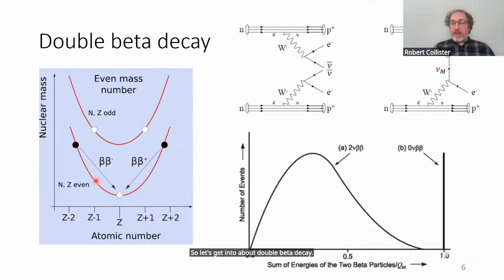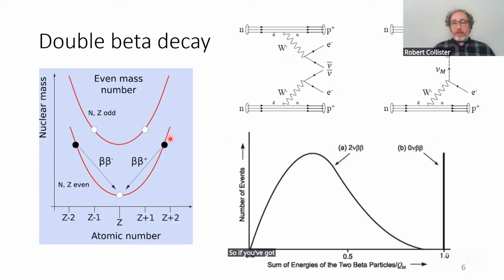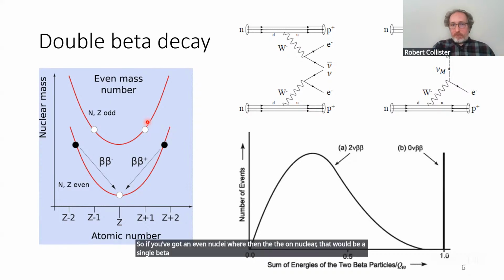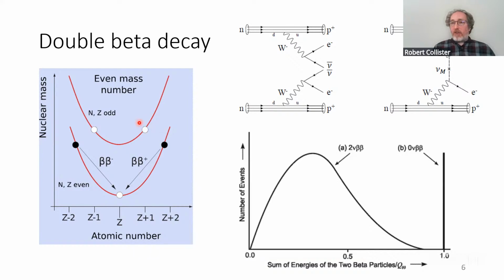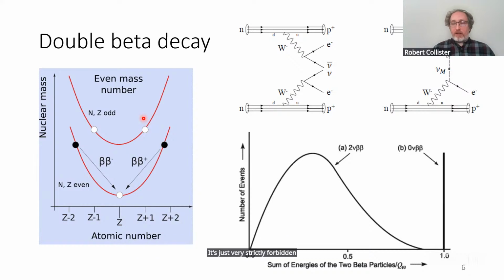What is this? This happens when the energetics of the state involved prevent a single beta particle from being emitted to get to a lower energy ground state. So if you've got an even-even nucleus, where the odd-odd nucleus, that would be a single beta decay down, is actually in a higher energy state. And so this will not happen because it's not energetically favorable. It's just very strictly forbidden, doesn't happen at all, period.